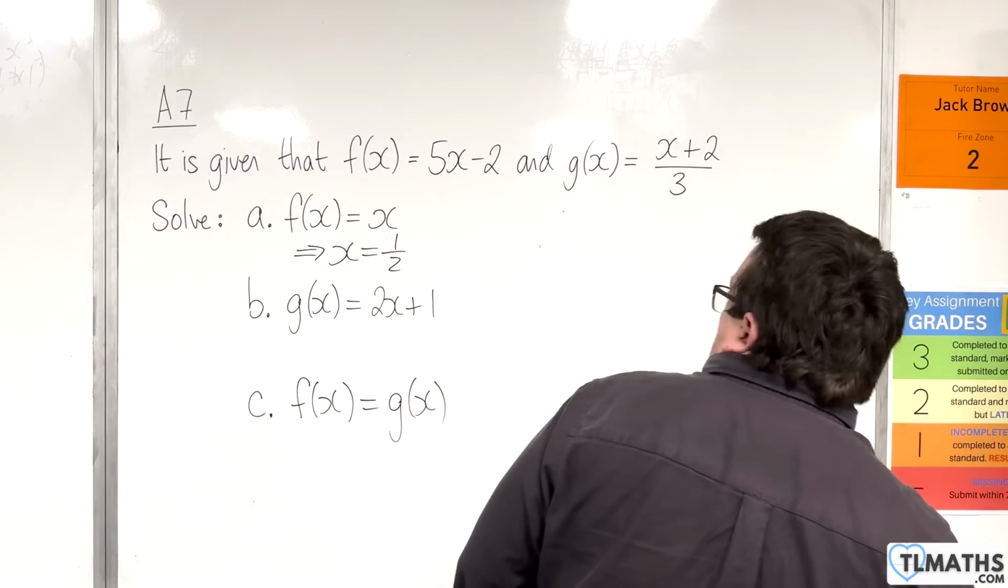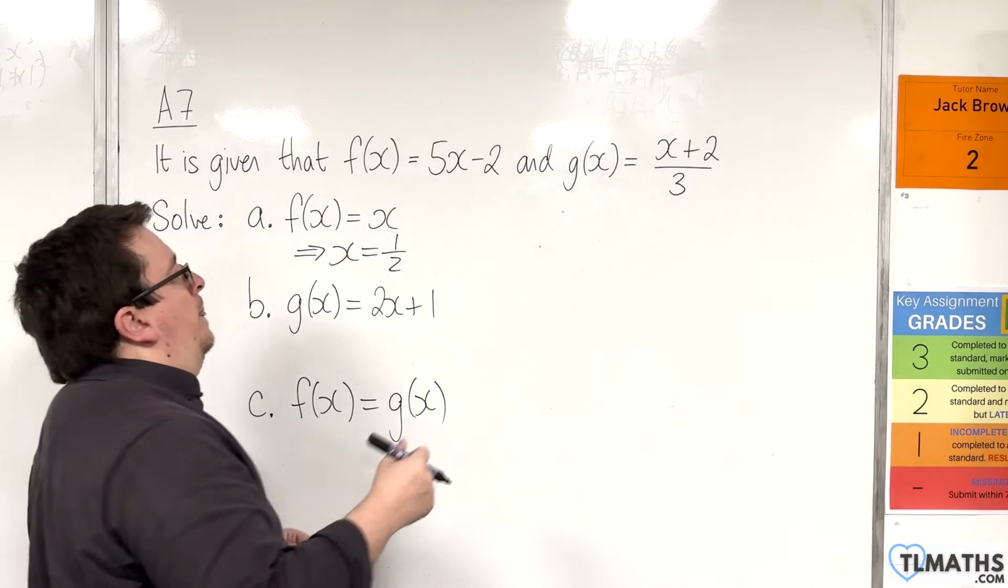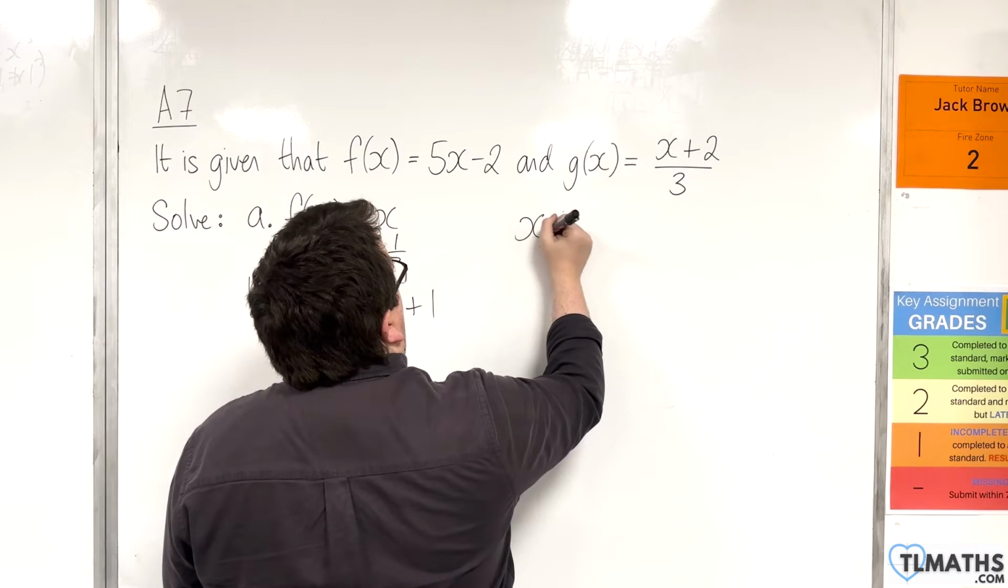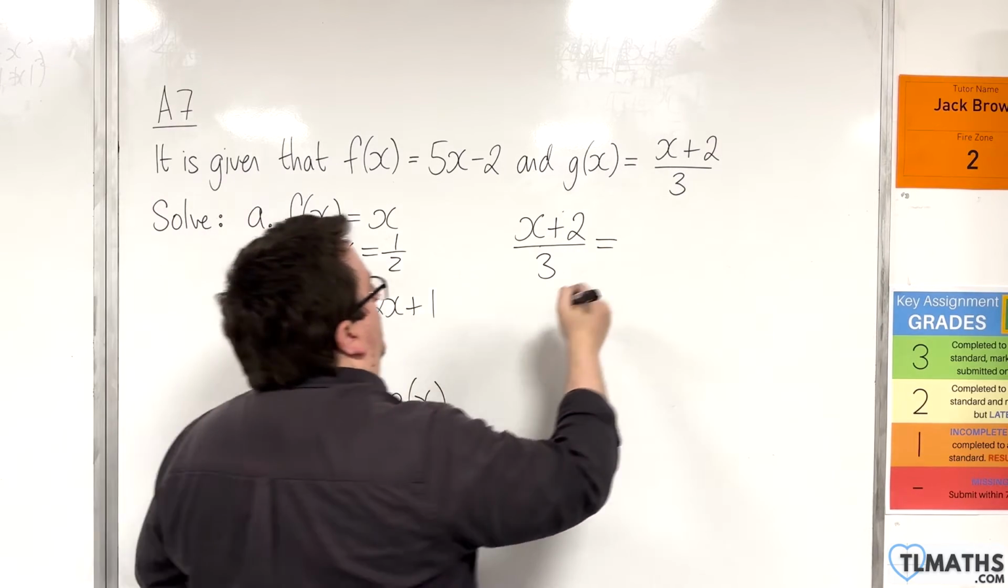Okay, so the next one, g of x is equal to 2x plus 1. So g of x is (x plus 2) over 3, and we want to put that equal to 2x plus 1.